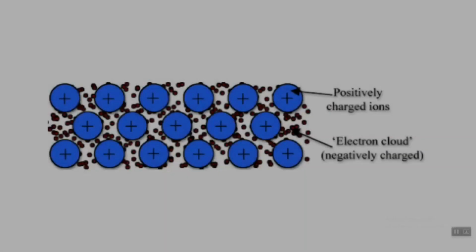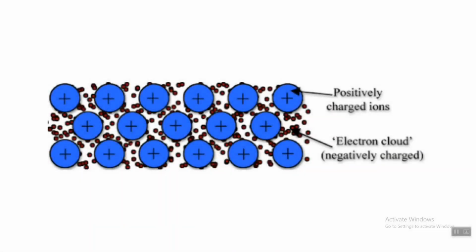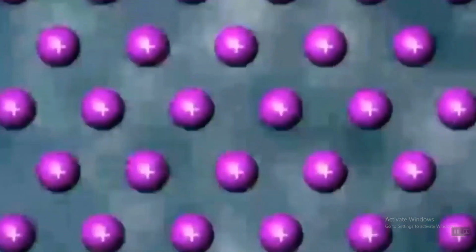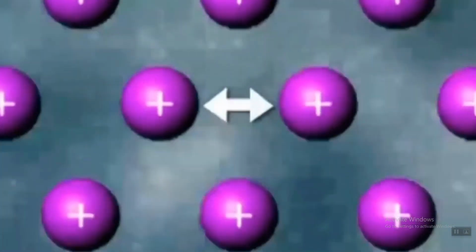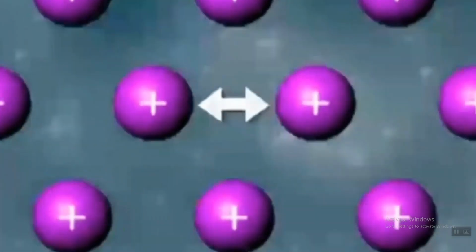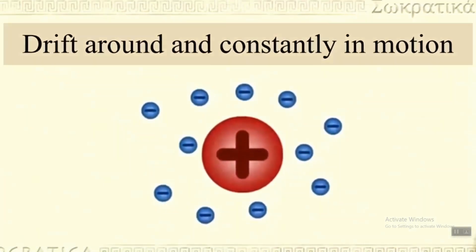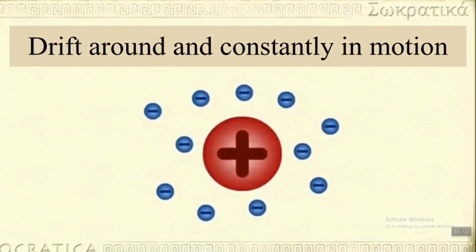As we can see from the figure, we have the positive charge of the protons in the nucleus and we have electrons that are free to go. They don't want to get too close to each other. They are going to repel each other, and there is electrostatic attraction between the cations and the electrons. So they simply drift around and are constantly in motion.